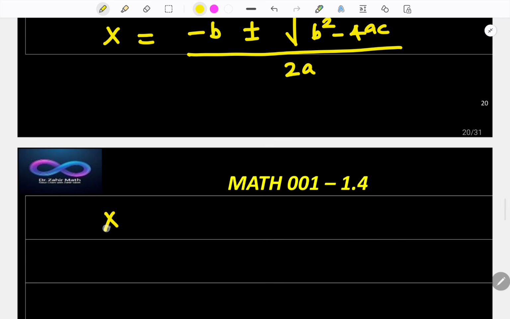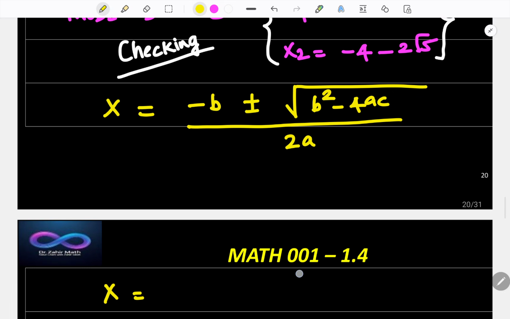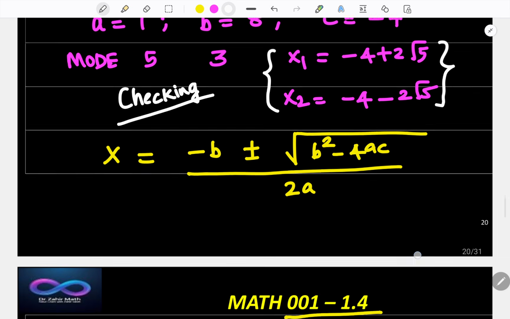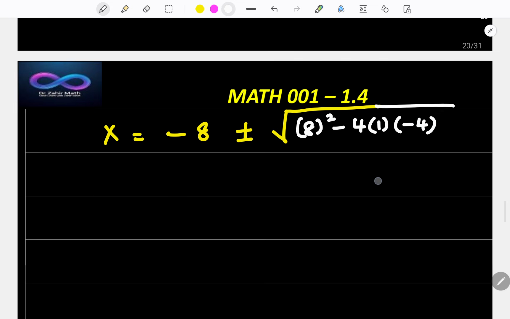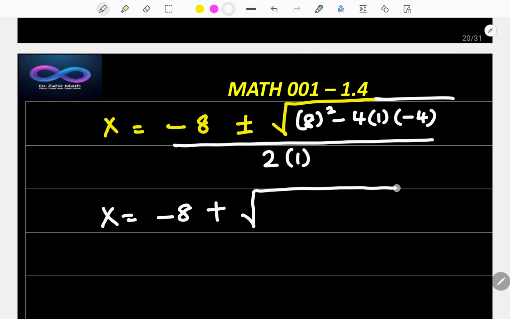Right. So x equals minus b. What is your b? I think 8 minus 4. Okay. So let me write slowly. So b is minus 8 plus or minus square root of b square. What is your b square? Which is 8 square minus 4a is how much? a is 1, c is negative 4. Extend the square root. Divided by 2a. a is 1. x equals negative 8 plus or minus square root of.